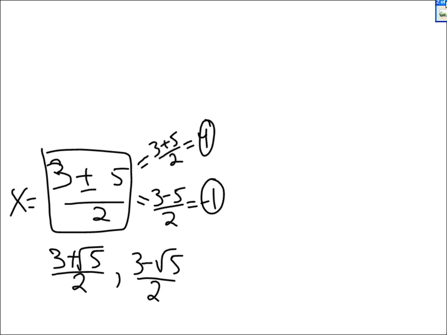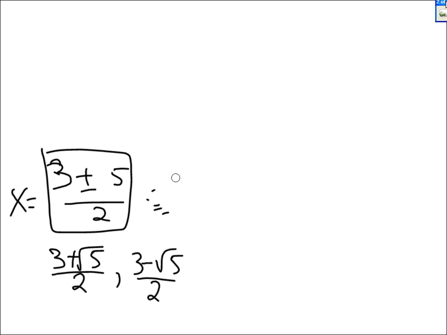It's a lot better than saying this. This is kind of hard. It's like, well, what is that? I have to do the arithmetic, you mean? 3 plus 5 over 2, that's 4. 3 minus 5 over 2, why, that's negative 1. You should do the arithmetic when you can.